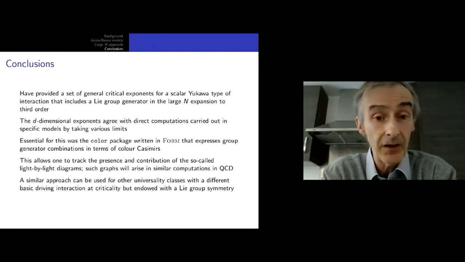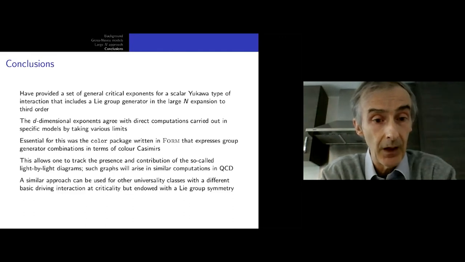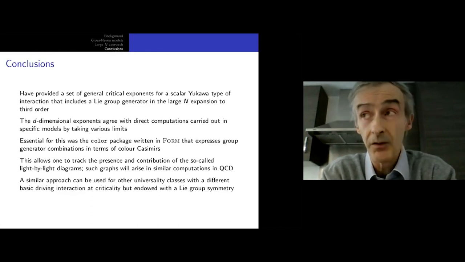I can't emphasize enough how much the Color package in FORM has made life easy for doing the group theory. You don't have to sit there with a pen and piece of paper manipulating group generators around the diagram. It's easier to identify structures inside results and, in principle, in all orders of perturbation by iterating through the epsilon expansion. So I'll finish out. Thanks everybody.